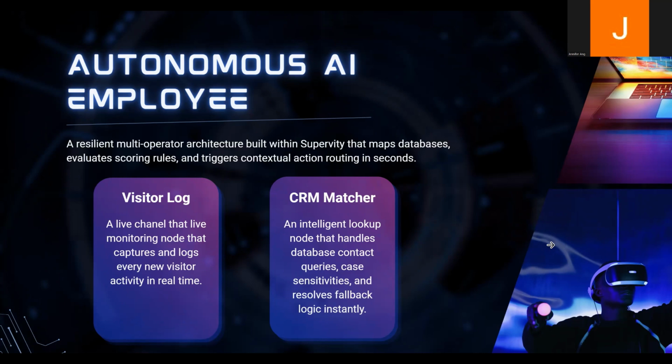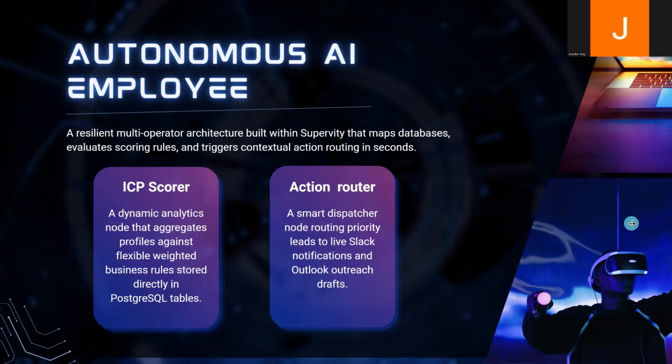And then there's a CRM matcher, which is an intelligent lookup node which handles database contact queries, case sensitivity, and also resolves fallback logic instantly. Apart from that, we also have the ICP Scorer, which is a dynamic analytic node that aggregates profiles against flexible weighted business logic stored in SQL tables. And we have an Action Router, which is a smart dispatcher node that routes priority leads to live Slack notifications and also Outlook outreach drafts.